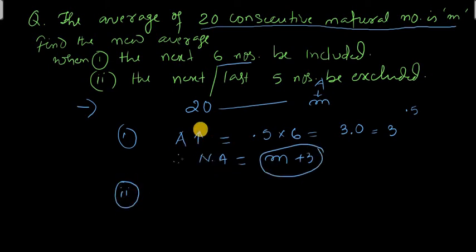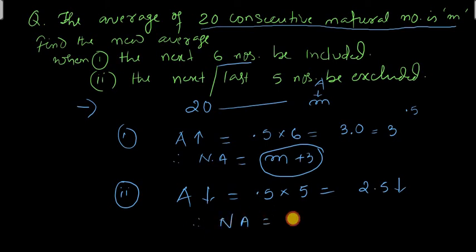Question number 2: the next, last numbers are excluded and the average decreases. The next number is also excluded, and the average decreases by 0.5, so it is a 2.5 decrease in the average. Therefore the new average is m minus 2.5.